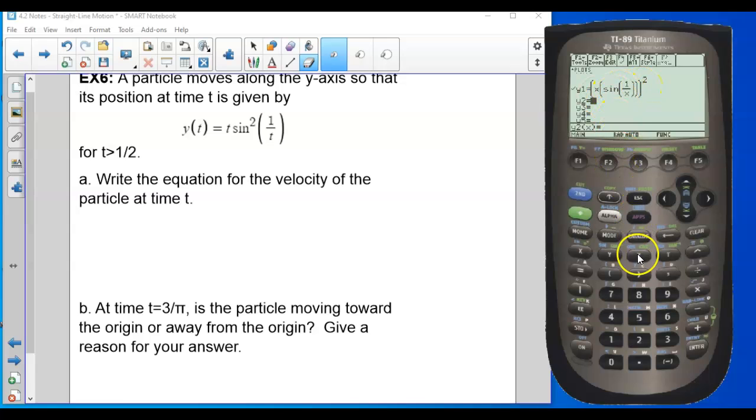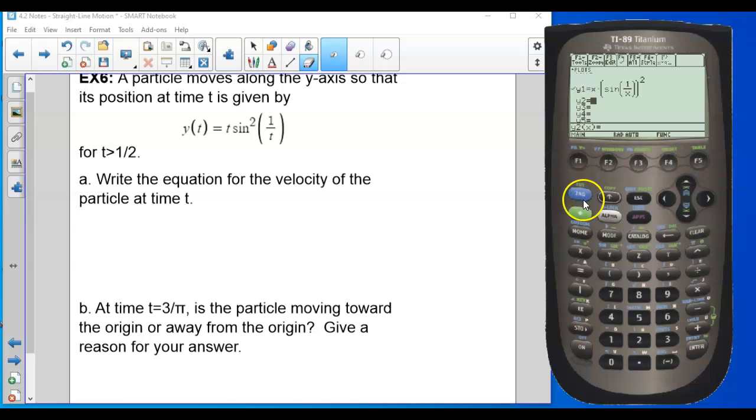No, I've got too many parentheses. Hold on. Alright, so I do not need this parentheses at the beginning. And I've got one too many here at the end. Let's try that. No, still wrong. Okay. Alright, x times sine of 1 over x. Close the parentheses for the 1 over x. Close the parentheses that's in front of sine. Raise that to the second power. Okay, that looks better. This is what we're looking for here.